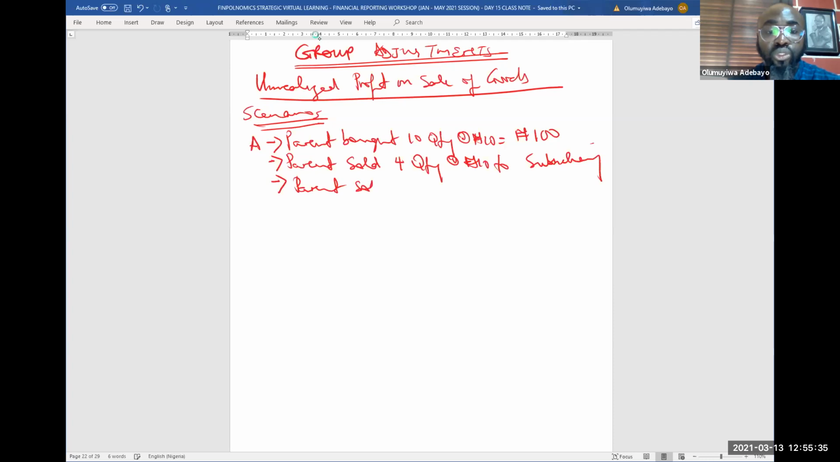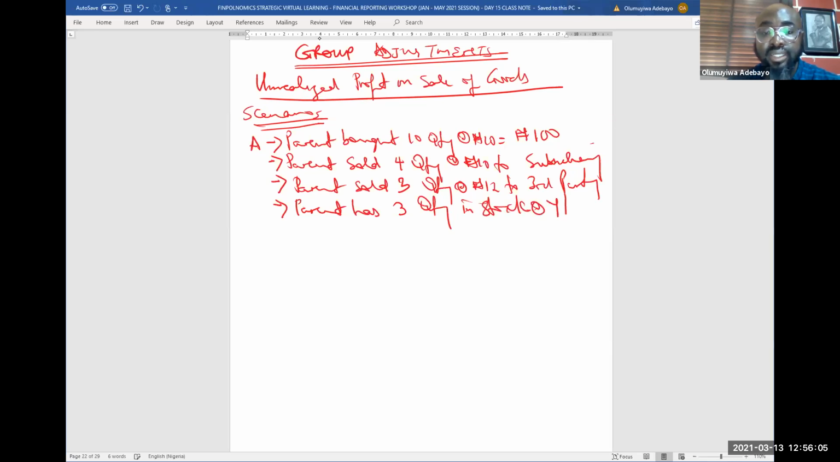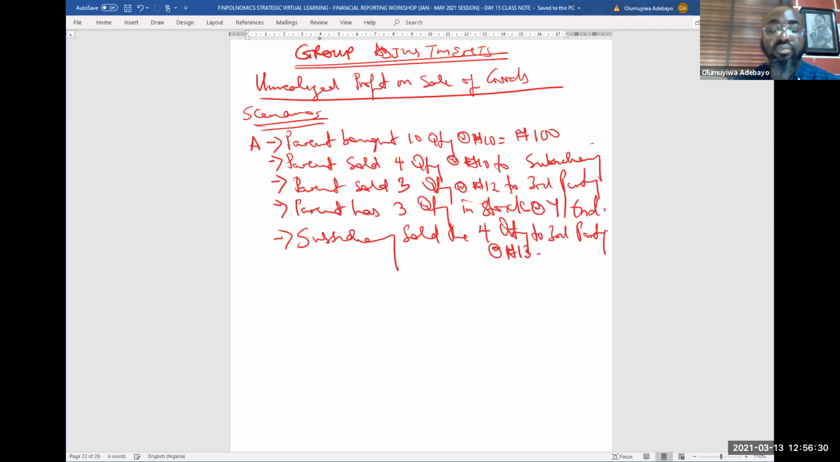Parents sold 3 quantities at 12 naira to third parties. Therefore, parents has 3 quantities in stock at the year end. And the subsidiary sold the 4 quantities to third party at 13 naira. Now, if you look at this scenario, what can we conclude there?